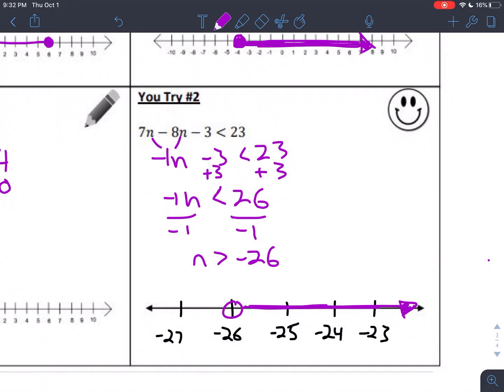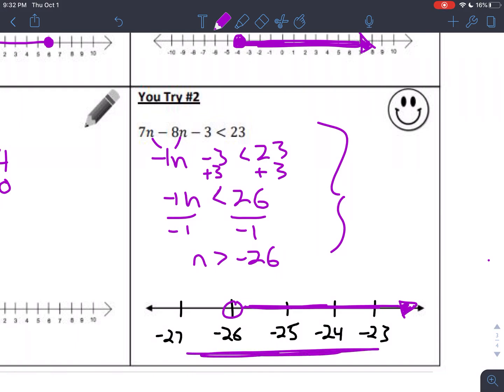All right, hopefully that went well and you ended with something like this, with n being greater than negative 26. If you didn't get that, pause here and follow along with my work to see where you went wrong. Remember here, we needed to flip this sign because we ended up dividing by a negative 1. Also, negative 26 isn't really particularly close to 0, so we kind of had to create our own number line down here, which is perfectly fine.